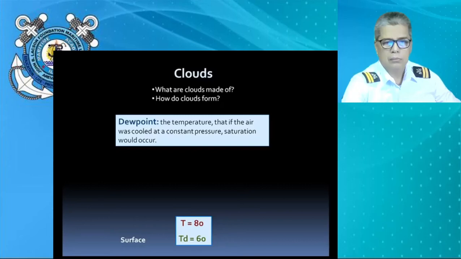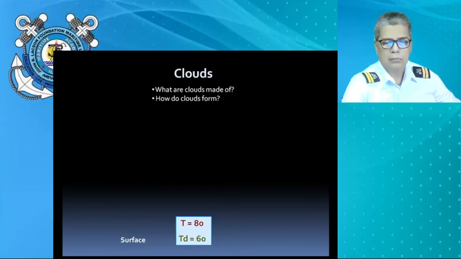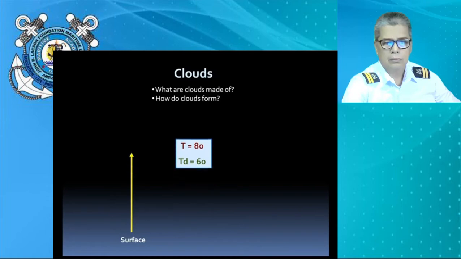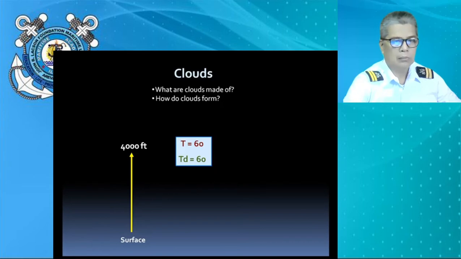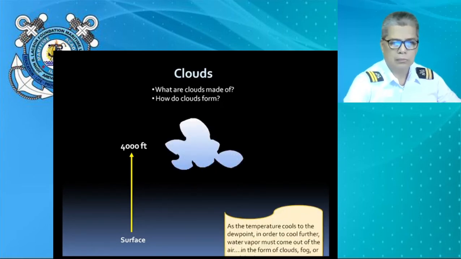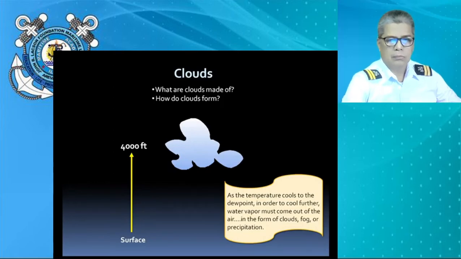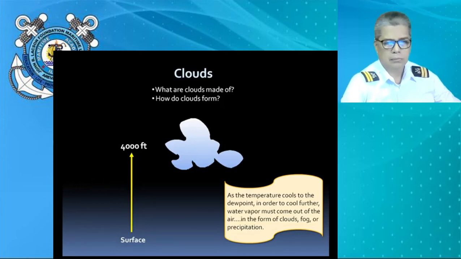50% in relative humidity. Now let's raise this parcel upwards in the atmosphere, cooling the temperature but keeping the moisture, represented by the dew point, constant. The temperature is now equal to the dew point, meaning the air is saturated, and the relative humidity now stands at 100%. In order for the air parcel to cool further, water vapor will have to come out of the air, either in the form of clouds, precipitation, or fog. The air temperature can never be colder than the dew point.